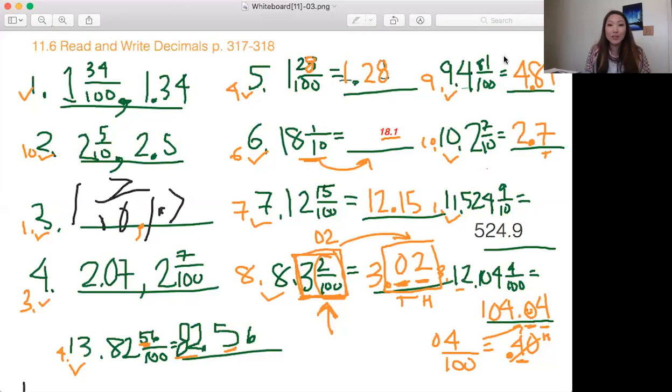Hi everyone, we're going to go through a quick overview of the answers to 11.6 for math today. Read and write decimals, page 317 and 318. We already did numbers 1 through 13 together.